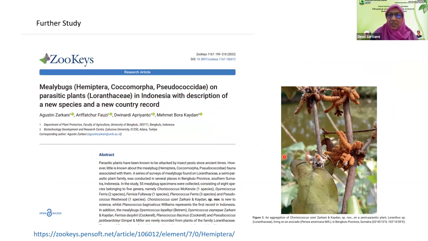It is nice because we never thought that mealybugs would stay or live on a parasitic plant. See, this is what we can explore. We can find many things in our country because we have a lot of plants. Our diversity of plants is very high. So I believe more and more mealybugs will be found.